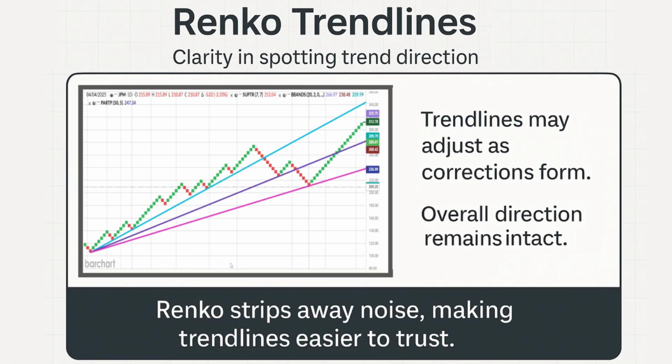So, when you're analyzing, you want to look not only at the line right in front of you, but also at the broader market and the nature of the trend itself. The takeaway: Renko strips away the noise and makes trend lines easier to trust.